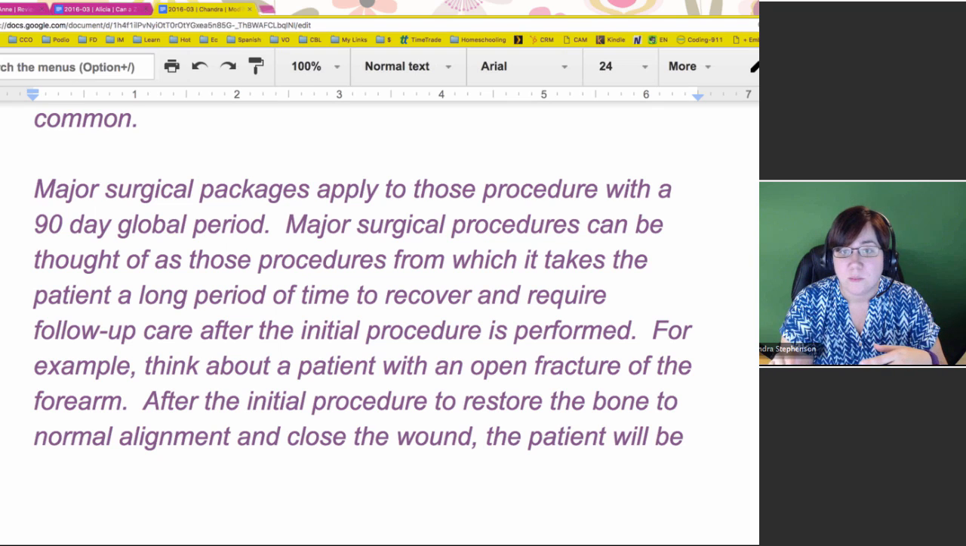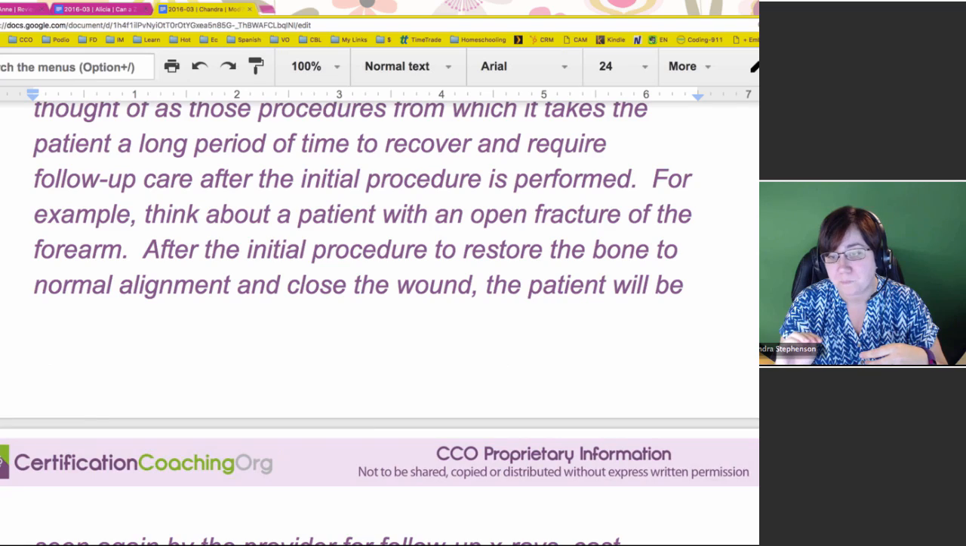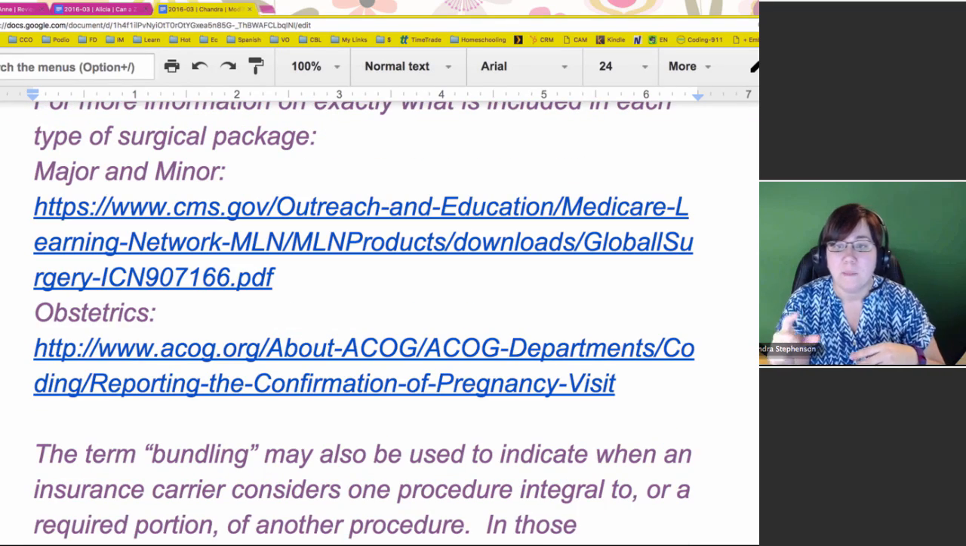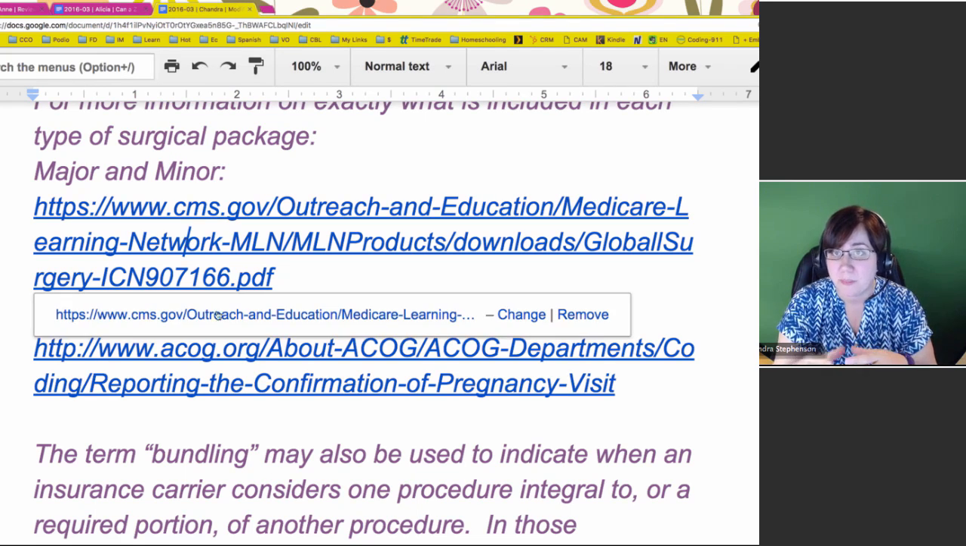I did include some links. Lorraine, if you can scroll just a little bit farther. They're down here below. I included the links to the Medicare website that show you the difference between major and minor. Okay, so I talked about major being major, 90 days.